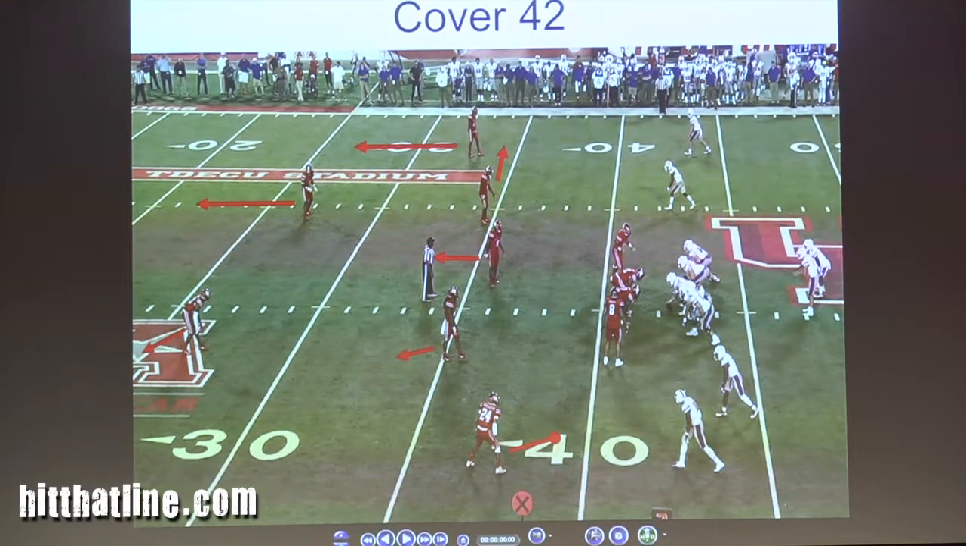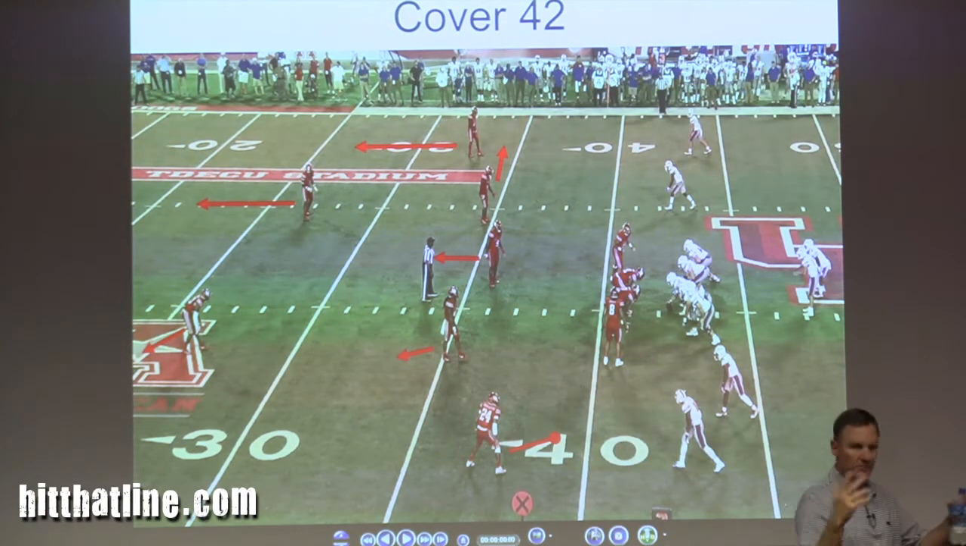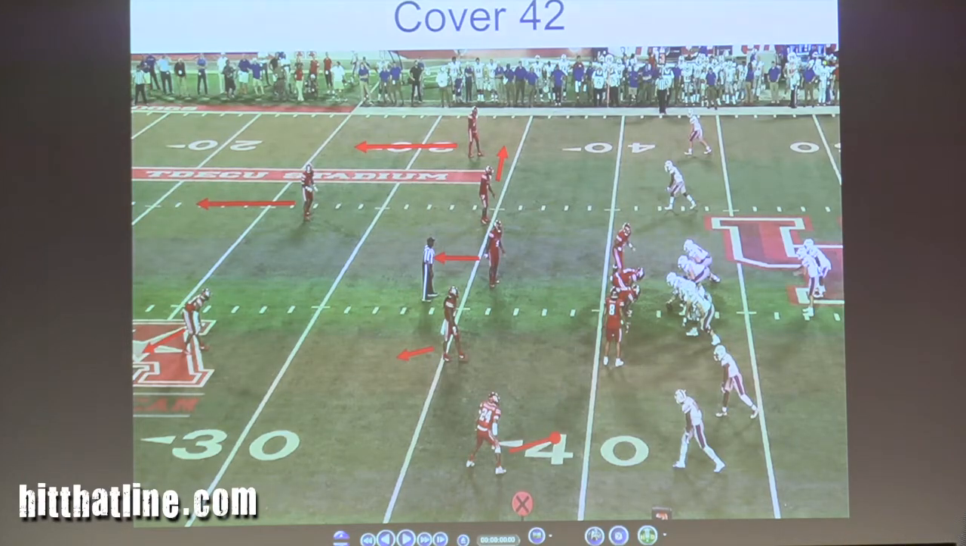Go ahead. 42. Anybody know, take a guess what 42 is? 4 to the field and 2 to the boundary. So they're playing quarters to the field and cover 2 to the boundary. Some call it cover 6, some call it quarter halves, some call it 42. It's all in the lingo of it. And so in this case here, we're calling it 42.